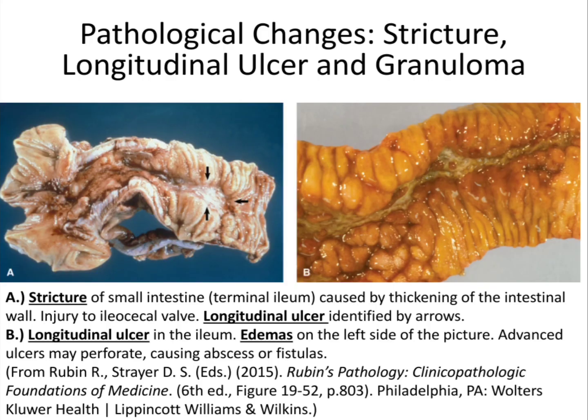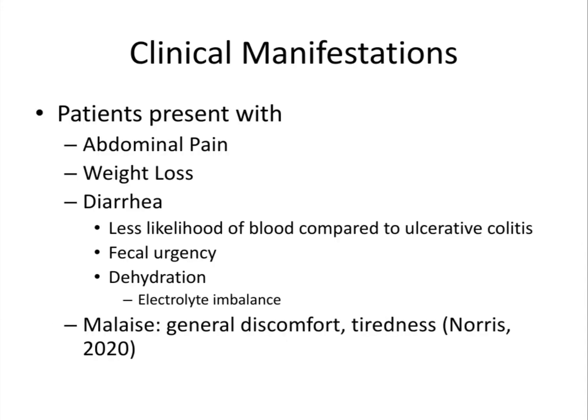Figure A on the left side shows a real stricture of the terminal ileum. There has been injury to the ileocecal valve, which is on the left side of the picture. Figure B on the right shows linear ulceration and edema. The edema forms what is referred to as a cobblestone texture. These longitudinal ulcers can perforate to form abscesses or fistulas.